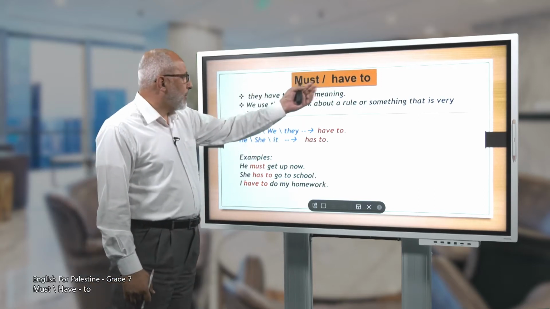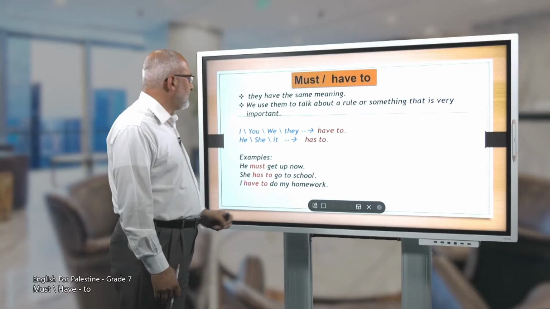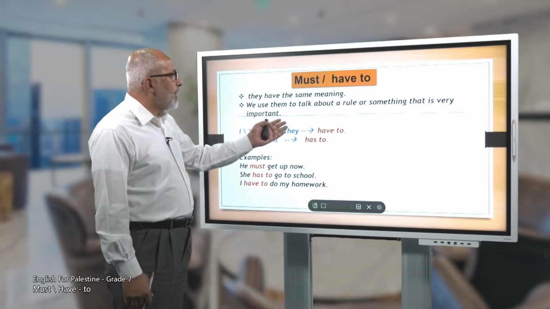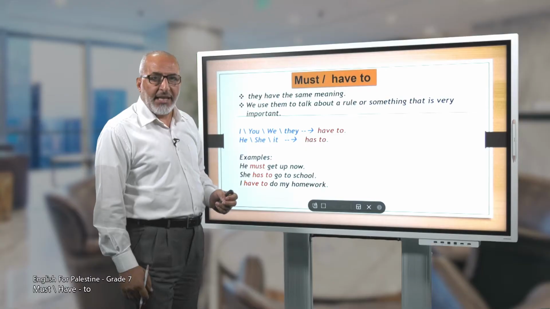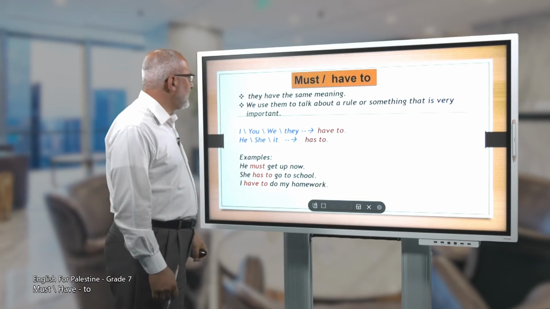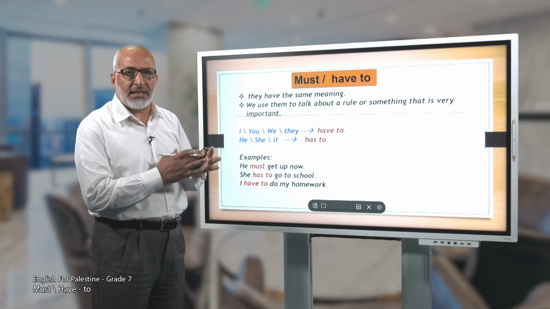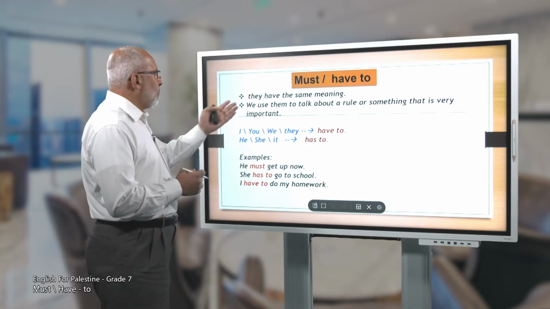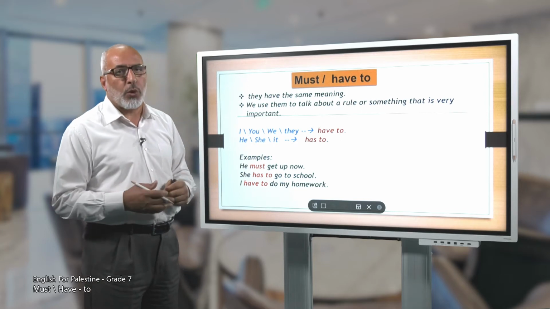Must and have to have the same meaning. We use them to talk about a rule or something that is very important or very necessary. There's no difference in meaning between must and have to.